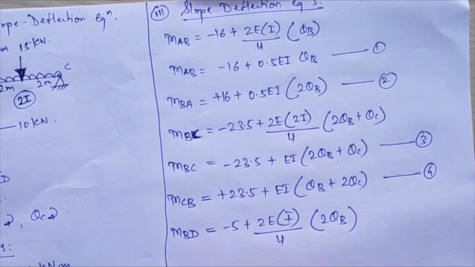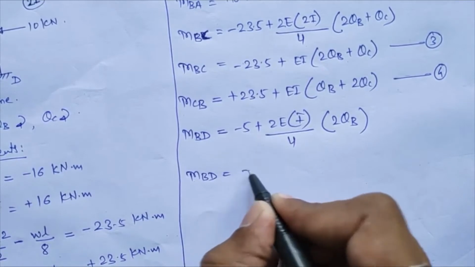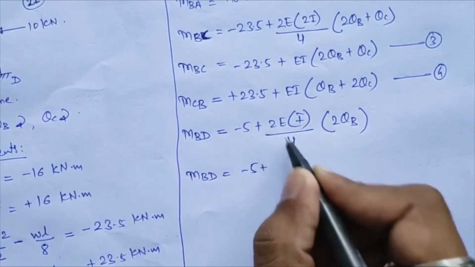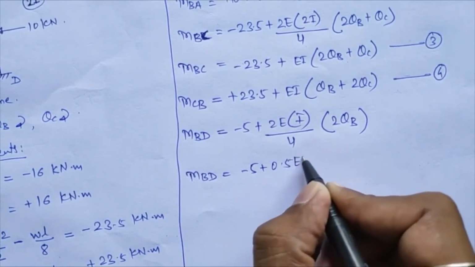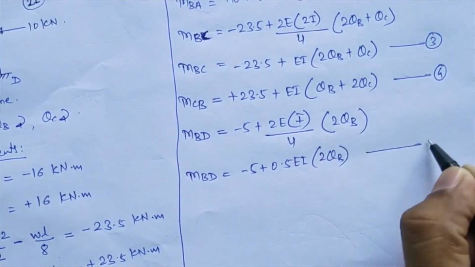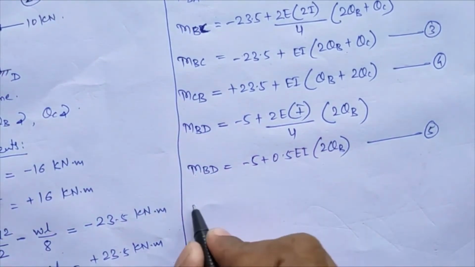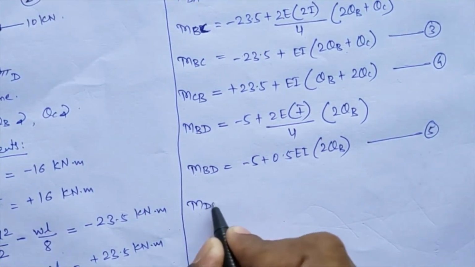So if I simplify this, I'll get MBD is equal to minus 5 plus 0.5 EI into bracket 2 times theta B. I'll call this equation number 5 over there. And the last equation will be your MDB.